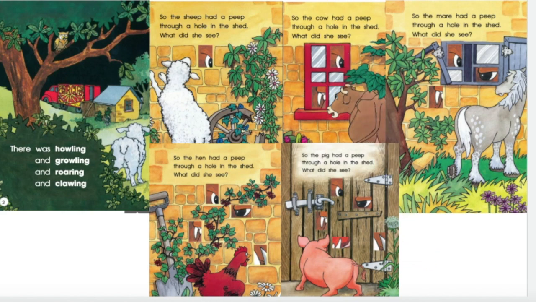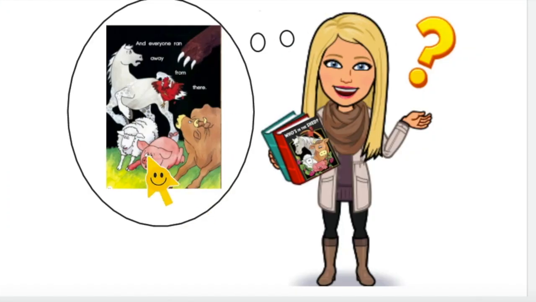Then the last thing we did is we looked at that very last page where it said, and everyone ran away from there. And we looked at those clues from the pictures of their faces to help us make the inference that they were probably pretty scared. And then we made predictions of what we thought was going to happen next. Maybe the animals will keep running to the farmer because they were so scared. Maybe the bear actually called them over and said, I'm sorry for scaring you, and they became friends.